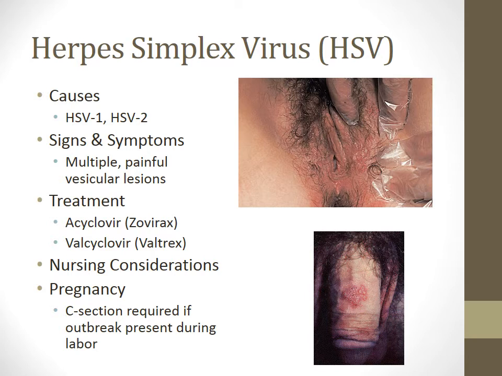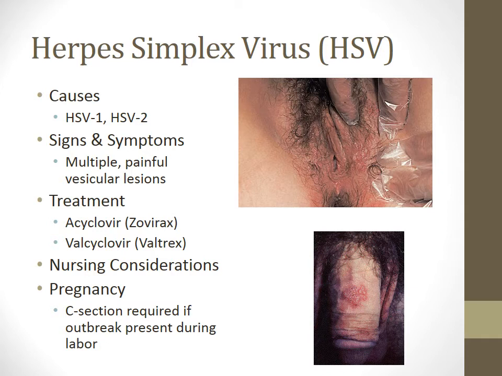Now, in order to treat this, there are some different medications that can be used, but when I refer to treatment, we're treating the symptoms. This is an incurable disease. Once you have it, you have it forever. We just try to manage outbreaks and manage the pain that comes with the outbreaks. So for treatment, we can do Zovirax 400 milligrams TID orally for 7 to 10 days. We can also do Valtrex 1 gram BID orally for 7 to 10 days.